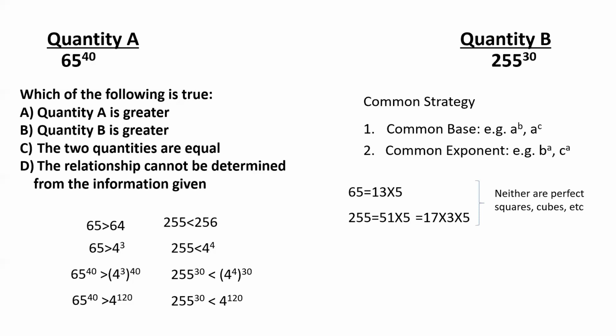So from these two inequalities, we have 65 to the power 40 greater than 4 to the power 120, and 255 to the power 30 less than the same quantity, 4 to the power 120. From these two inequalities, it's pretty logical to derive that 65 to the power 40 is greater than 255 to the power 30. So the correct option in this case would be option A, quantity A is greater.